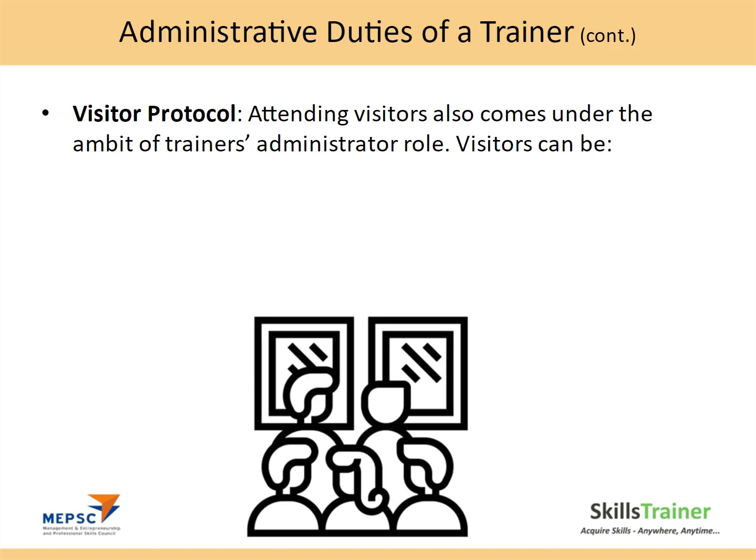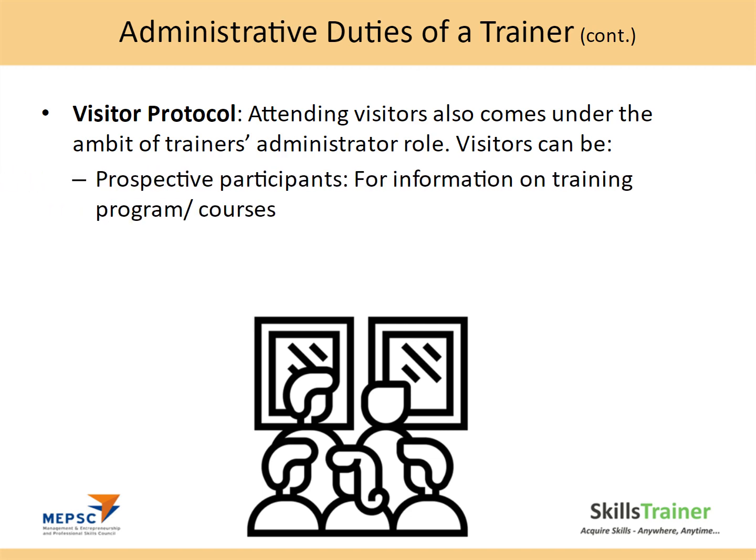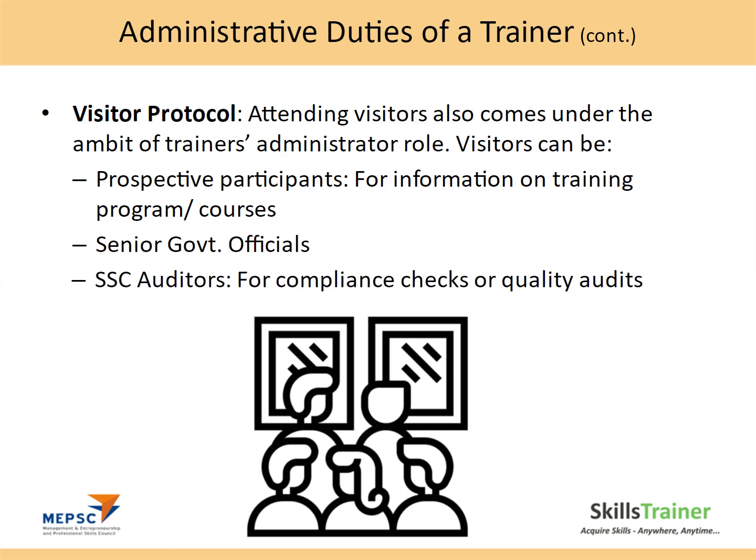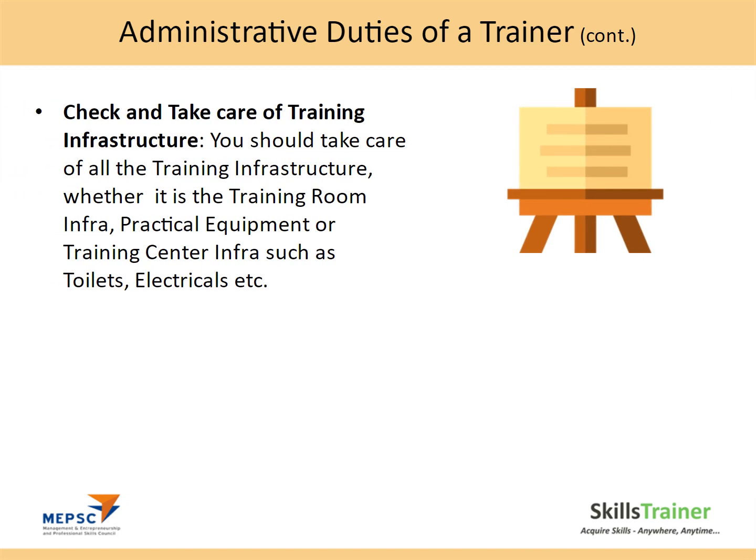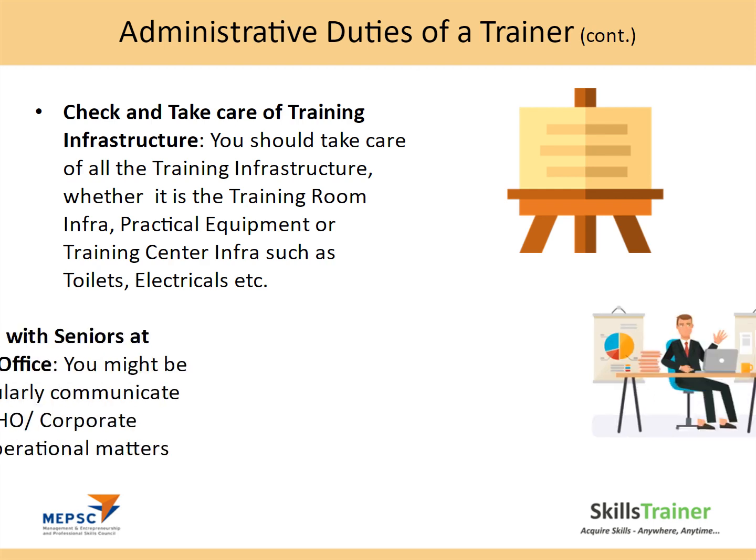Visitor protocol. Attending visitors also comes under the ambit of trainer's administrative role. Visitors can be prospective participants for information on training program or courses, senior government officials, SSC auditors for compliance checks or quality audits. Check and take care of training infrastructure. You should take care of all the training infrastructure, whether it is the training room infra, practical equipment or training center infra such as toilets, electricals, etc.